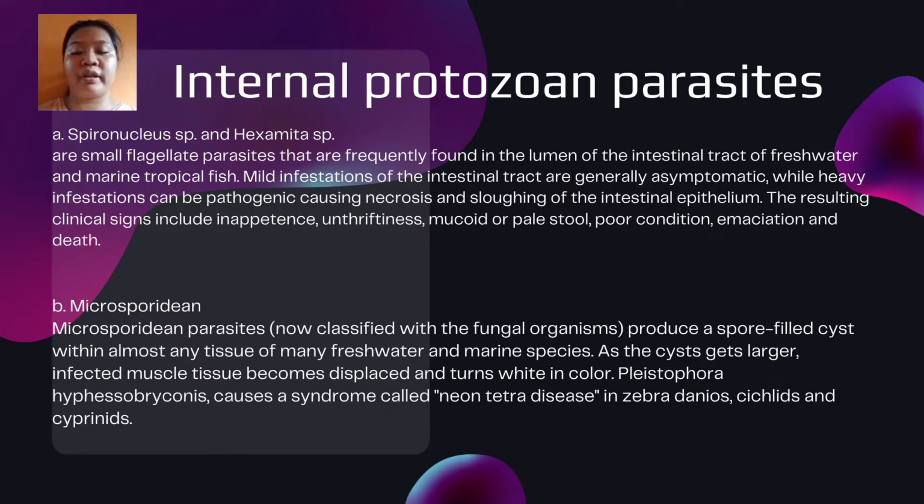Second, the microsporidia. Microsporidia are parasites that produce spore-filled cysts within almost any tissue of many freshwater and marine species. As the cyst gets larger, infected muscle tissue becomes displaced and turns white in color. Pleistophora hyphessobryconis causes a syndrome called neon tetra disease in tetras, cichlids, and cyprinids.